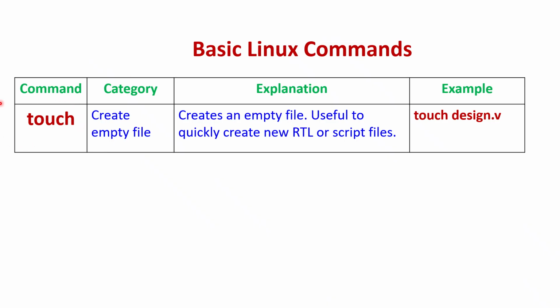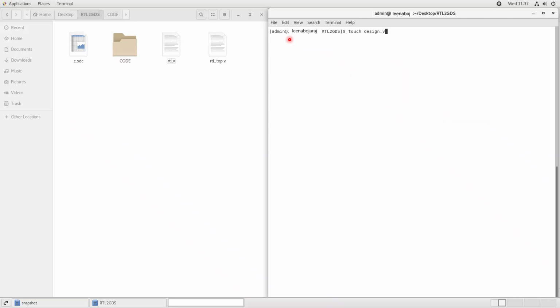The next command which we are going to see is touch. Touch is for creating an empty file. Let us see how it is working in the terminal. Look here, in the terminal, I have given touch and the name of the file. You can give any name. I have given design.v, and I am going to press the enter key. Look, in the folder, a new file is created with the name design.v.